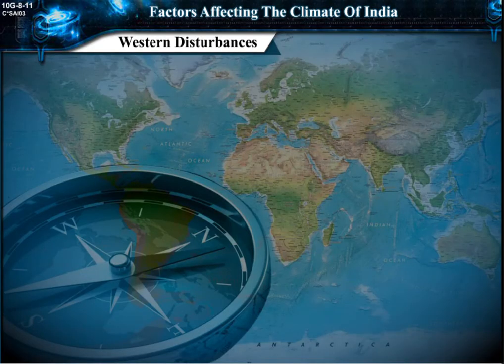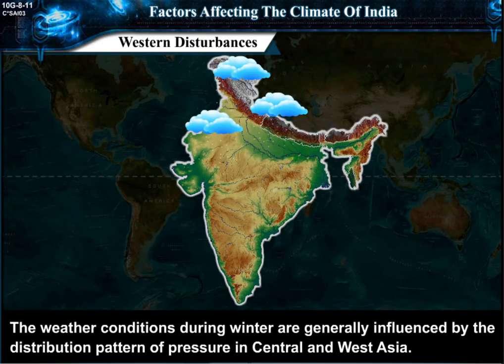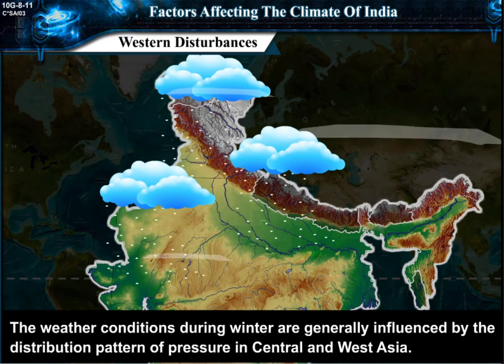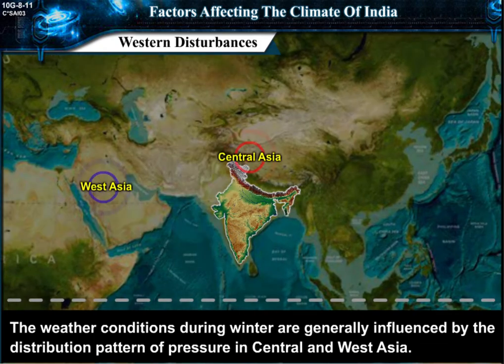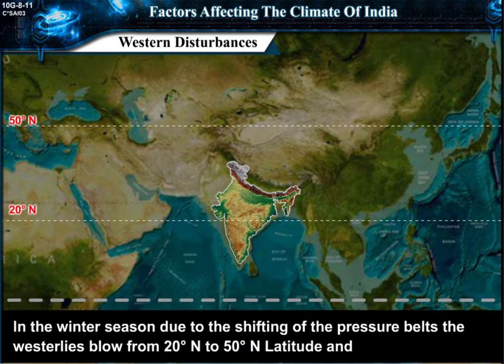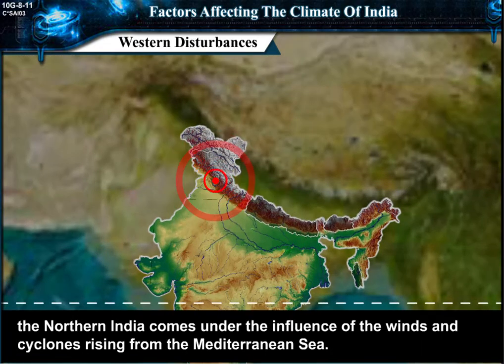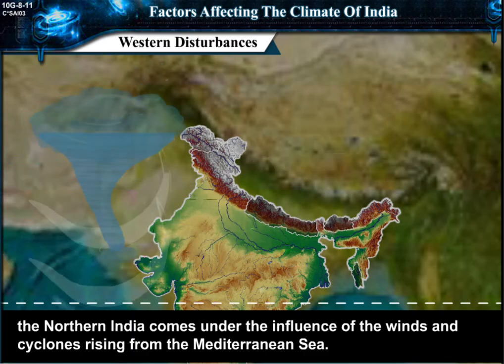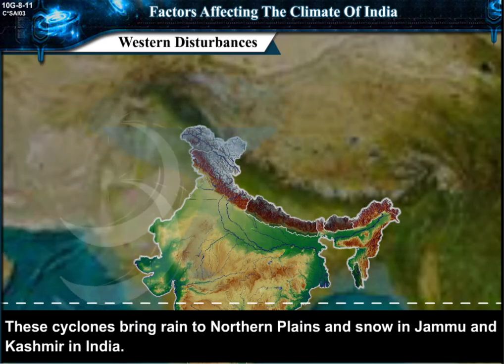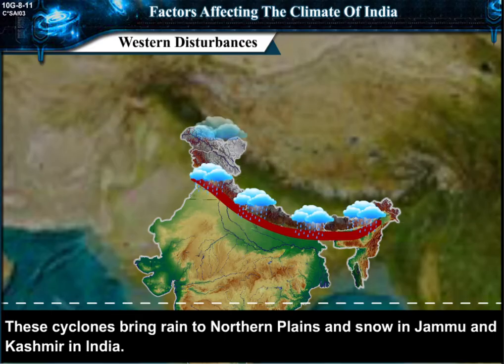7. Western disturbances. The weather conditions during winter are generally influenced by the distribution pattern of pressure in Central and West Asia. In the winter season, due to the shifting of the pressure belts, the westerlies blow from 20° north to 50° north latitude, and the northern India comes under the influence of the winds and cyclones rising from the Mediterranean Sea. These cyclones bring rain to the northern plains and snow in Jammu and Kashmir in India.